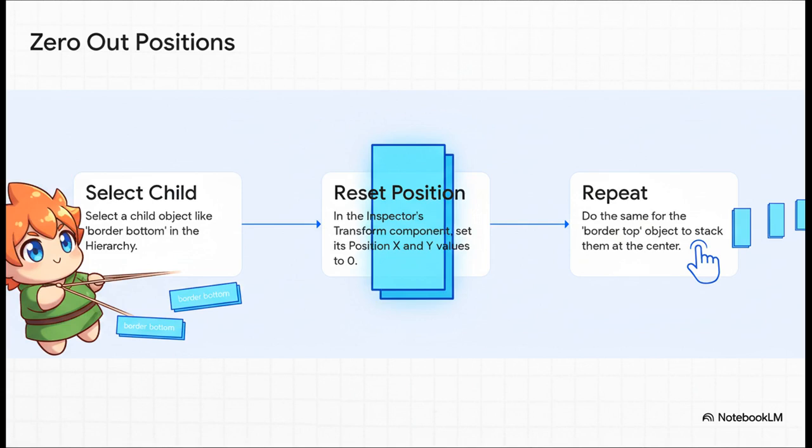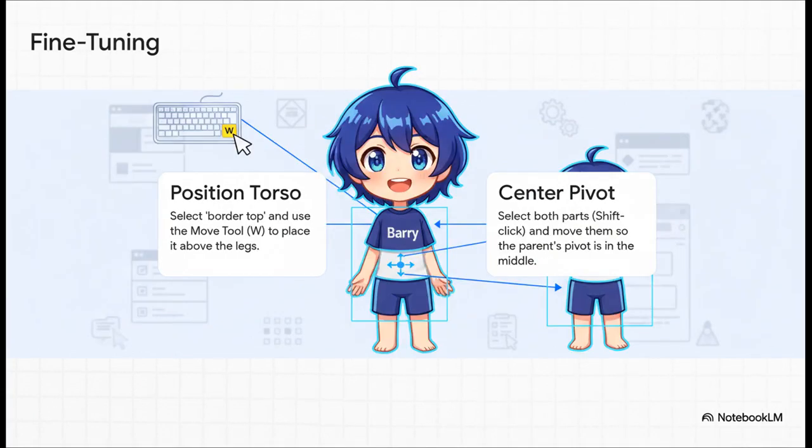Okay, they're centered, but now they're just a jumbled mess. Let's fix that. I'm going to select only the border top object. You can hit W on your keyboard to bring up the Move tool, and now I'll just drag it straight up on the Y-axis until it sits nicely on top of the legs. That looks about right. Now, for a super important pro tip that will save you headaches later.